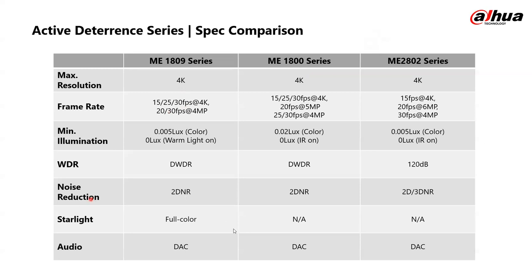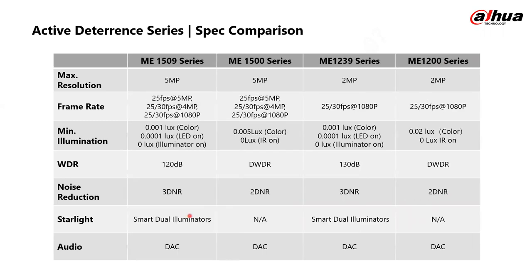Go to noise reduction. For example, the 1809 and 1800 will support the 2D noise reduction. This 2802 will support both, taking advantage of the high elevated noise reduction feature for the 3D noise reduction. So all these support digital audio over coaxial. For the comparisons, I'm going to share this file with you. You're going to have some comparisons at your own time.